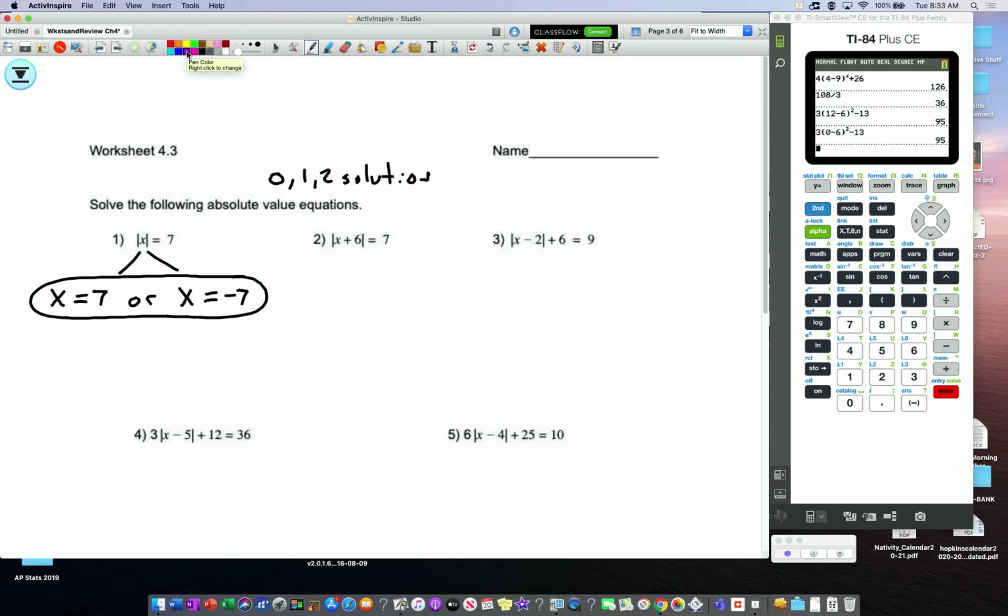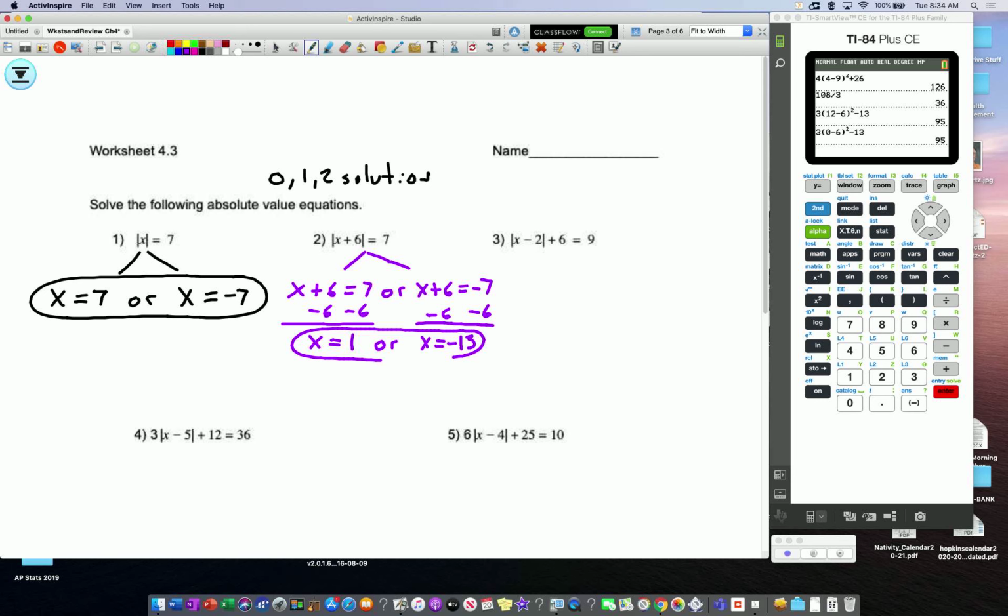Now what we're saying here is the quantity x plus 6 is 7 units away. So we start by writing two equations: x plus 6 equals 7 or x plus 6 equals -7. So that could be located at 7 or at -7. Here I have the additional step of subtracting 6. So I get x equals 1, or I get x equals -13.